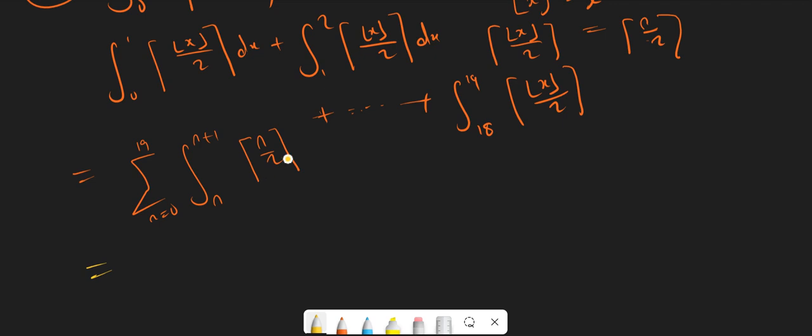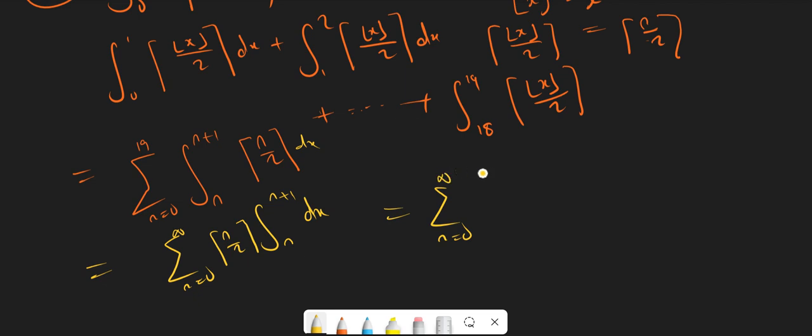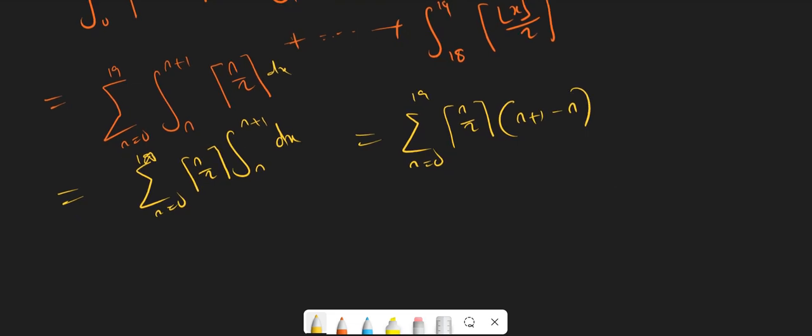we can factor out the ceiling. So this will be equal to the sum as n equals 0 to 19 of the ceiling of n over 2 times the integral of n to n plus 1 dx. So this will be the ceiling of n over 2, and then times n plus 1 at the top minus n at the bottom.